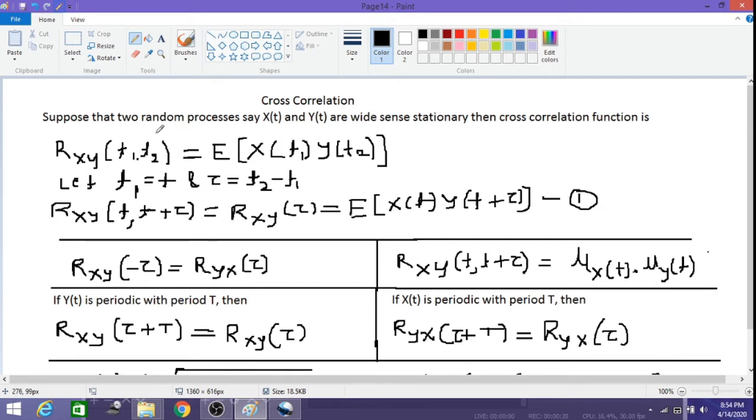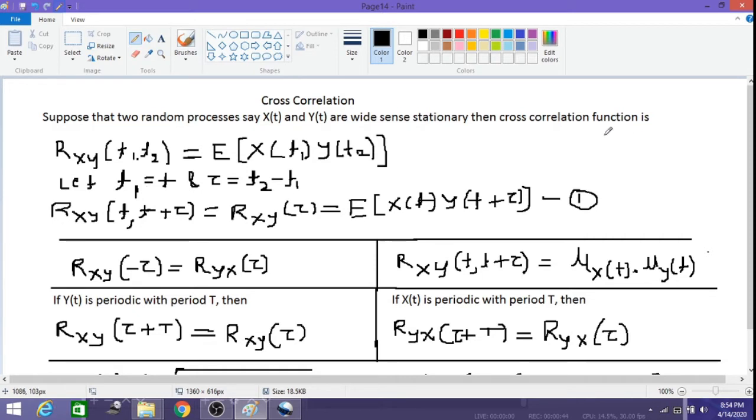So now we have considered the two random processes here, that is x of t and y of t, and both are considered to be wide sense stationary. Then its cross correlation function mathematically can be defined as rxy of t1 comma t2 is equal to an expectation of x of t1 into y of t2. So from the previous definition, we have taken this t1 is equal to t.